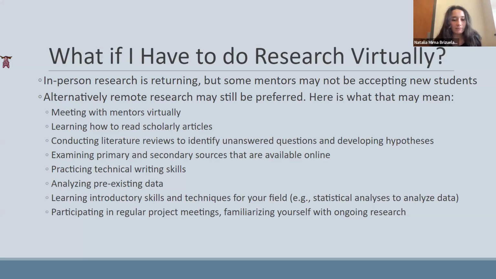Participate in regular project meetings and familiarize yourself with ongoing research. That's also a great way to be involved. Sometimes you even have to do a Google search and you can see, oh, this professor did a really similar study to what we're doing right now. You might be able to look at that and share that with your mentor, and then maybe you can actually connect and create something larger. That would be an awesome opportunity.